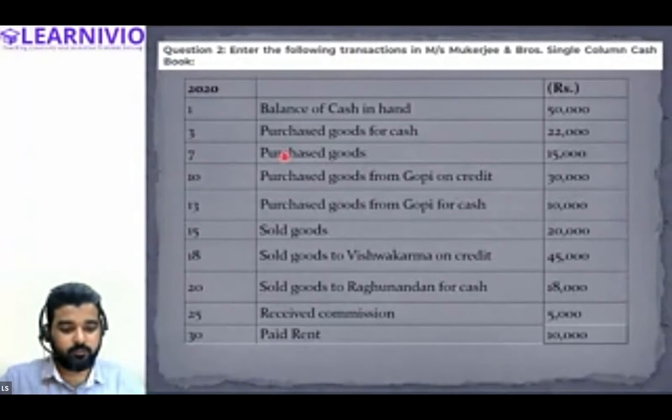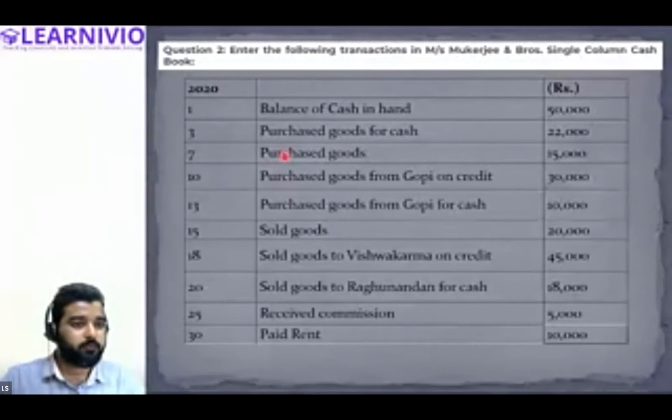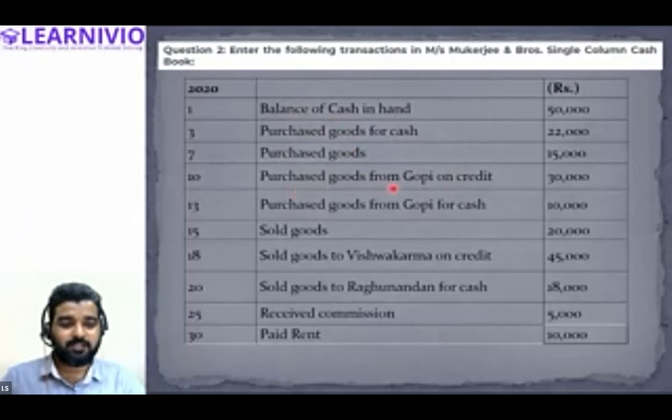Tell me, anyone, any doubt? Mazen, Peer? Sir, I have a doubt in the purchase of goods from Gopi on credit. How will we do that? Okay, just a minute. But just tell me, the point I'm explaining, is it clear? Balance of cash in hand. All right, so you have a doubt in basically this question. Balance of cash in hand is clear. Purchase of goods for cash. Purchase of goods from Gopi on credit. See, Mazen, this transaction does not involve any cash inflow or outflow.